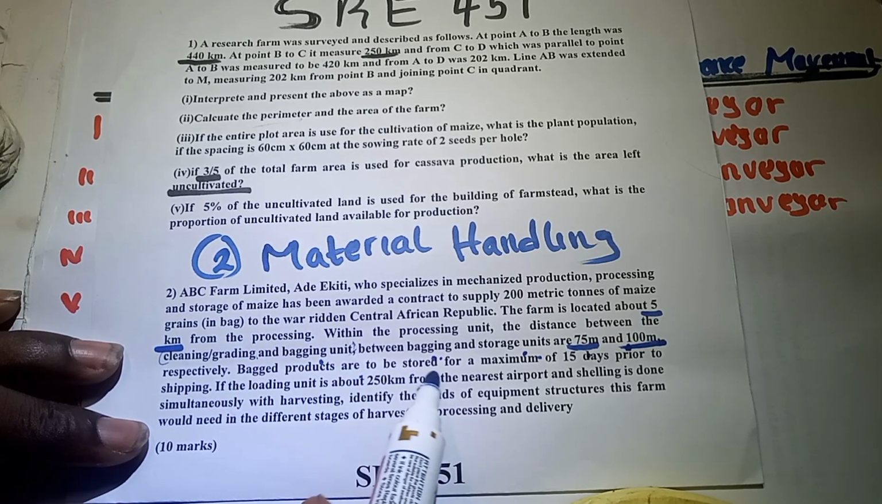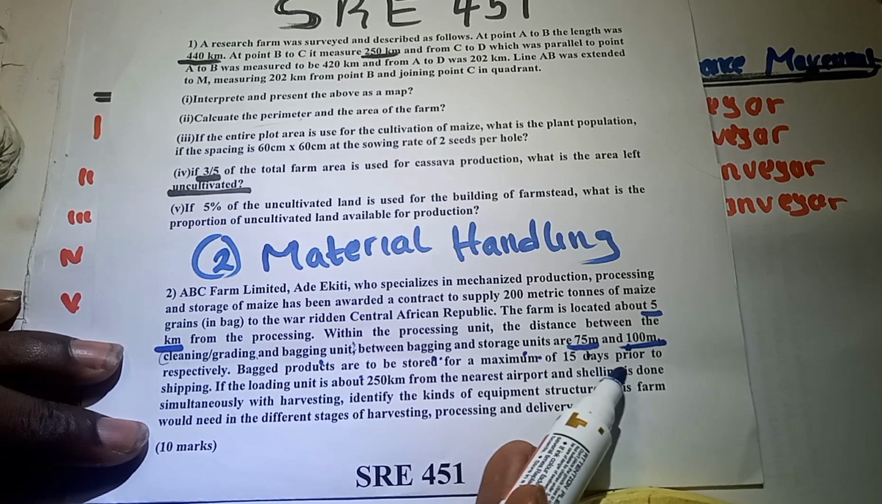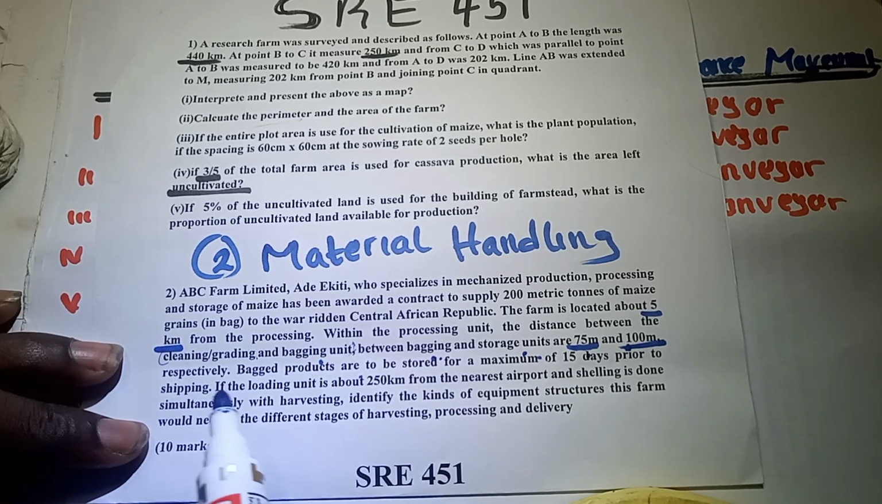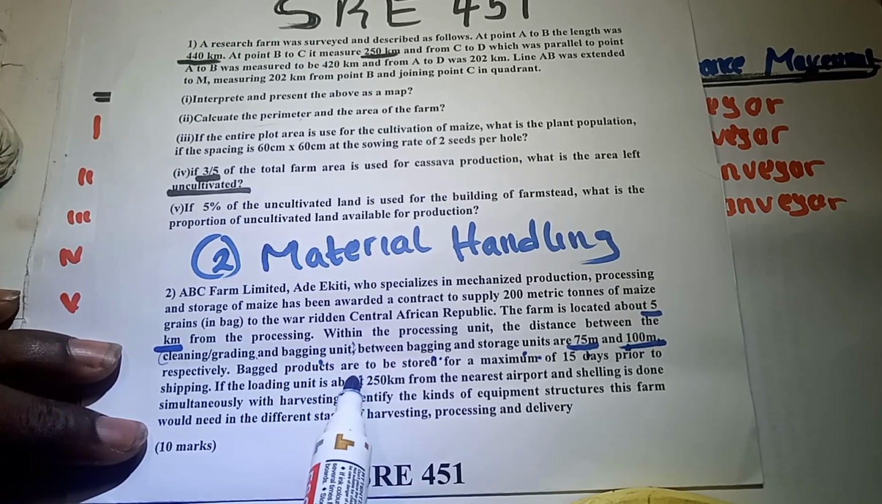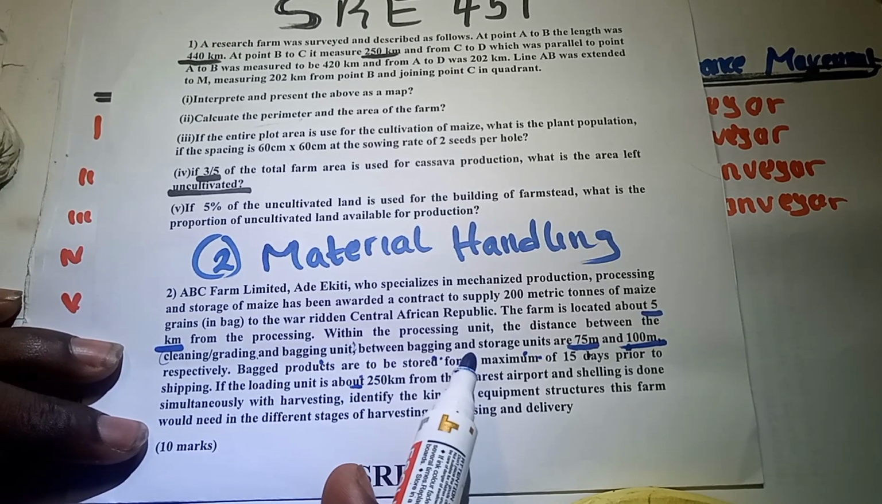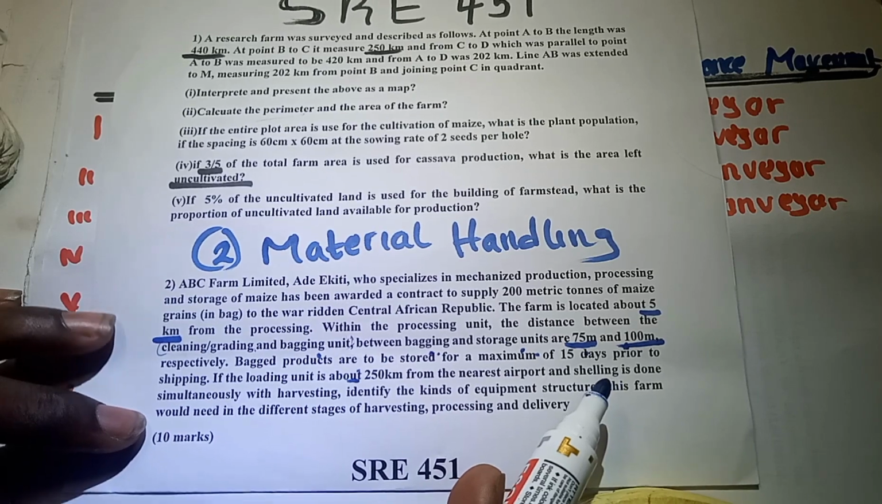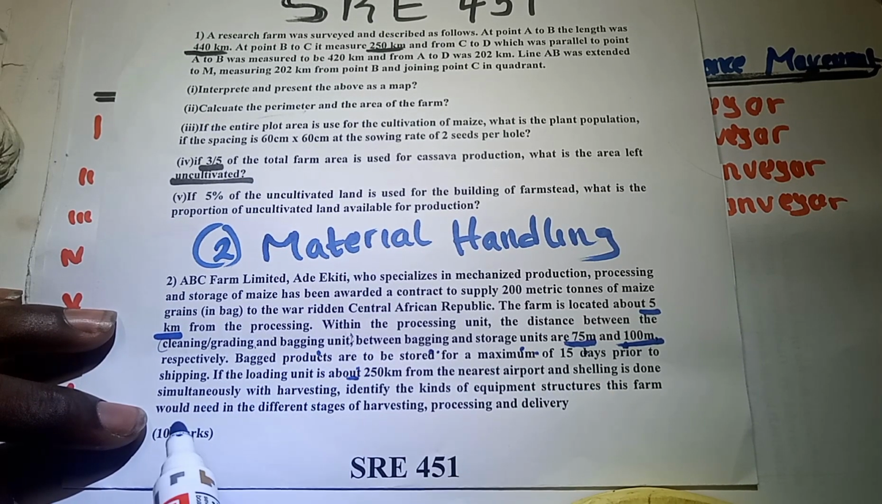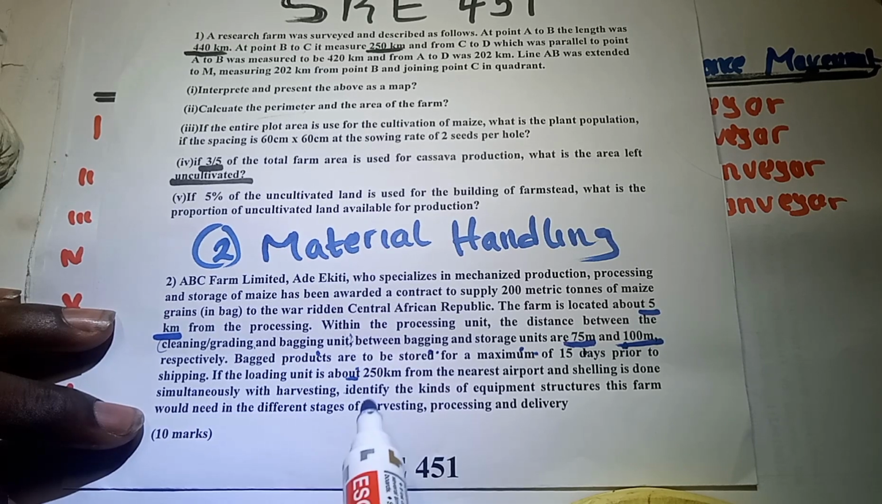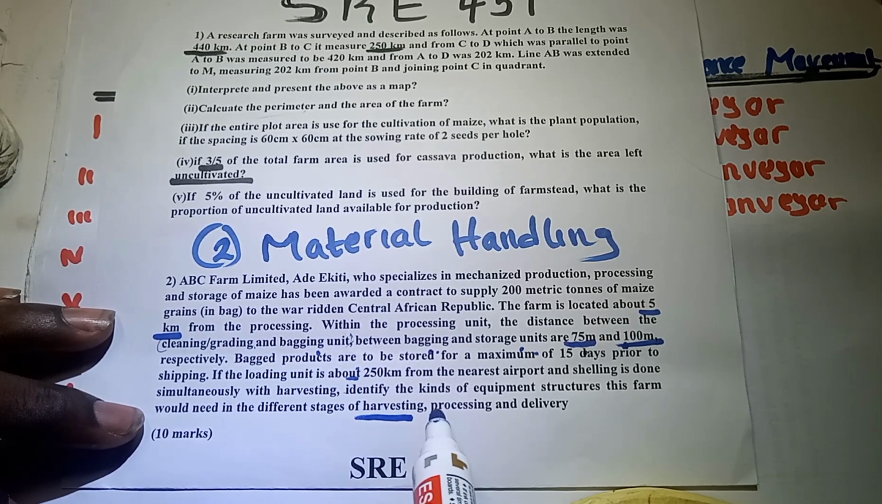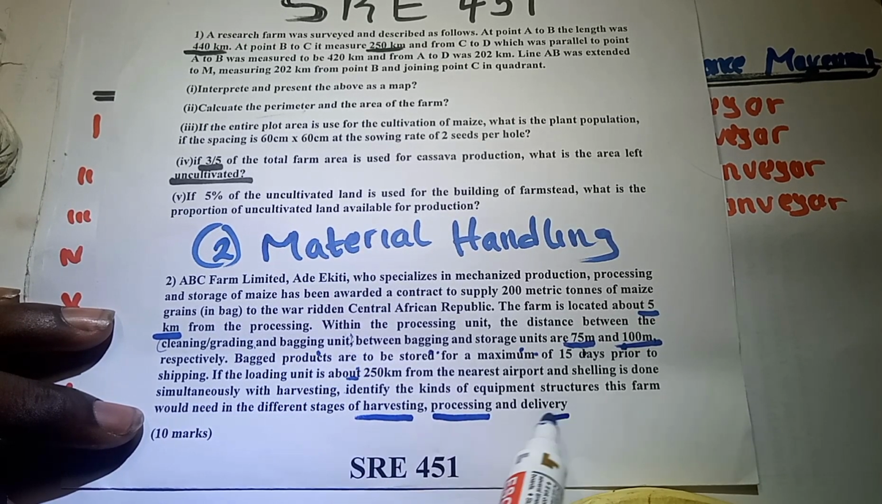Bagged products are to be stored for a maximum of 15 days prior to their shipping. That is, before they are shipped, they have to be stored for about 15 days. If the loading unit is about 250 kilometers from the nearest airport and shelling is done simultaneously with harvesting, identify the kinds of equipment structures this farm will need in different stages: harvesting, processing, and delivery.